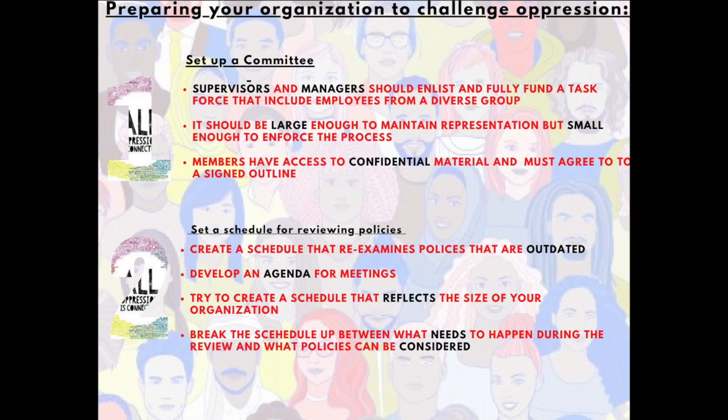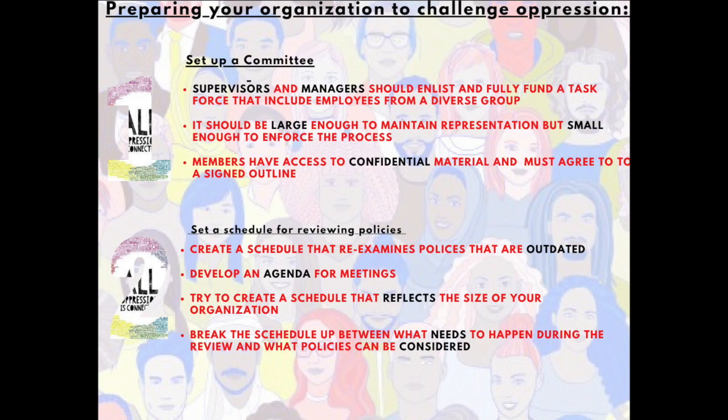So let's start. Set up a committee. Supervisors and managers should enlist and fully fund a task force that includes employees from a diverse group. It should be large enough to maintain representation, but small enough to enforce the process. Members have access to confidential material and must agree to a signed outline.